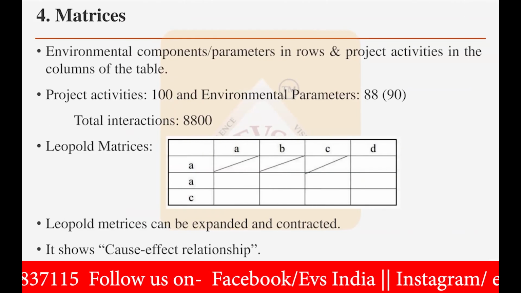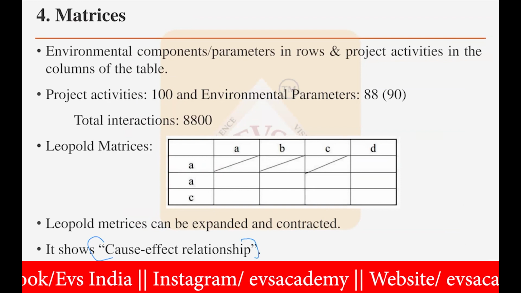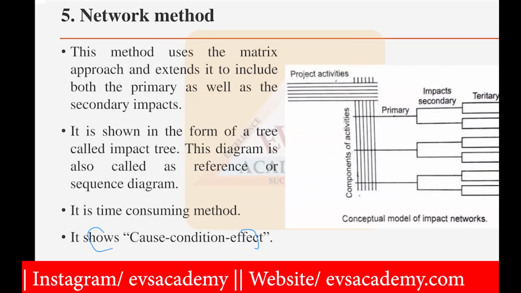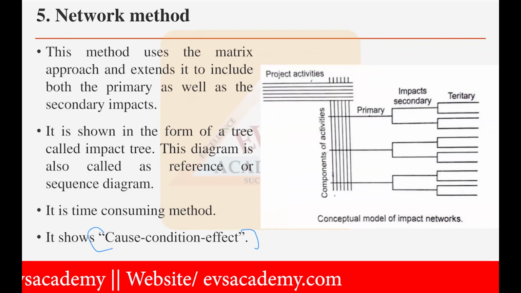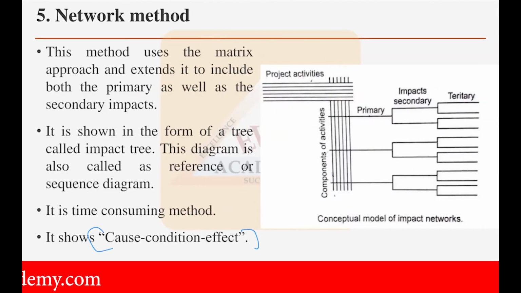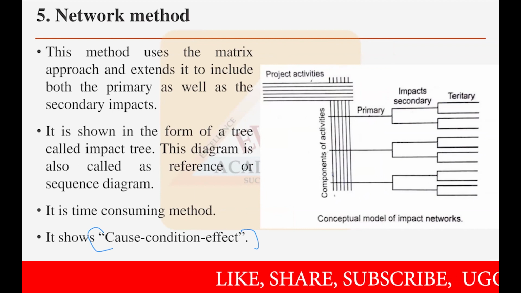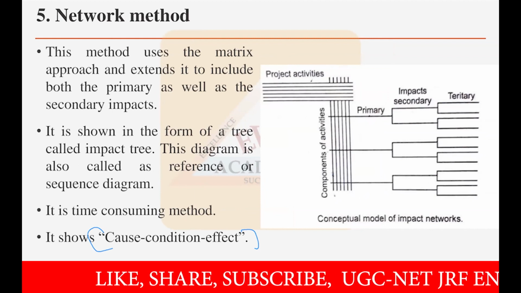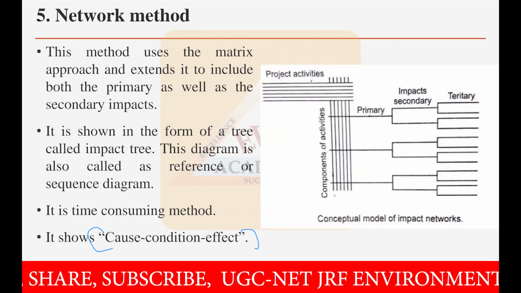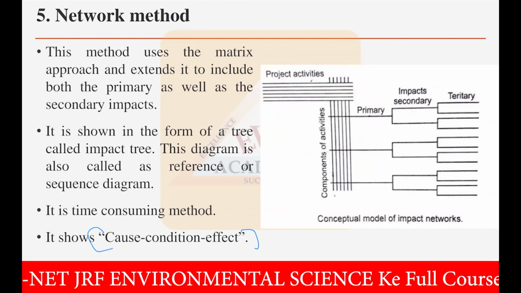The previous one, the matrices, shows the cause effect relationship, while now we are coming to the network method. This is cause condition effect, not the cause effect relationship. So these things are important, small things. They can be asked in the examination, and in the options both will be there, and they will ask you about the network or maybe matrices. You have to select carefully the correct one. So revise it or remember it very carefully. Do not make any mistake here.